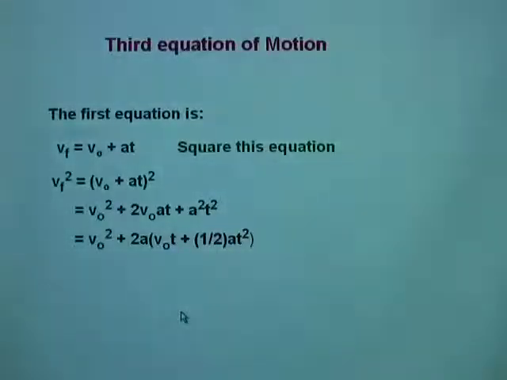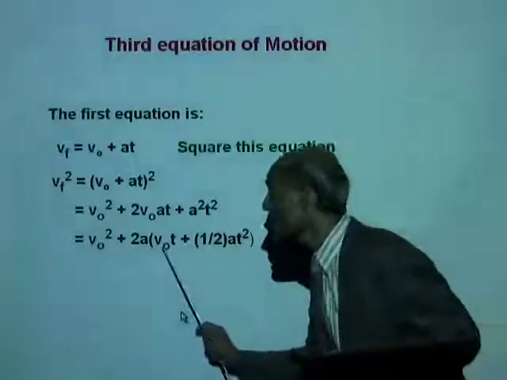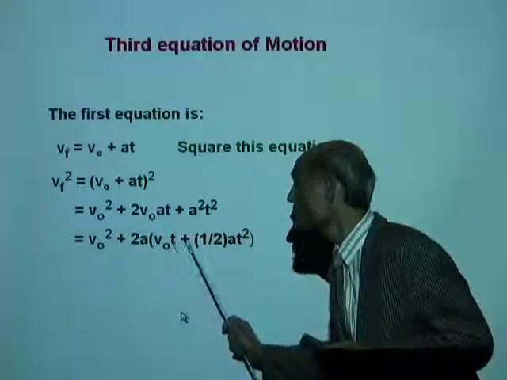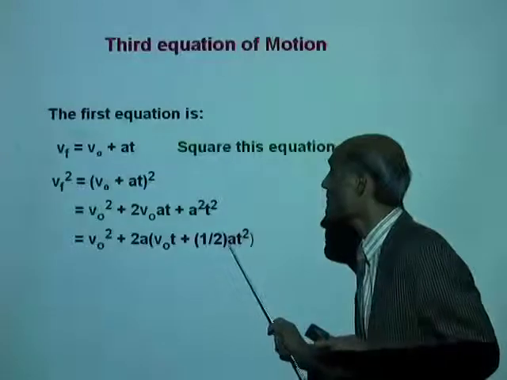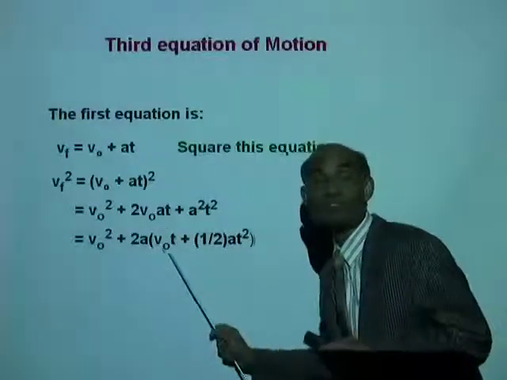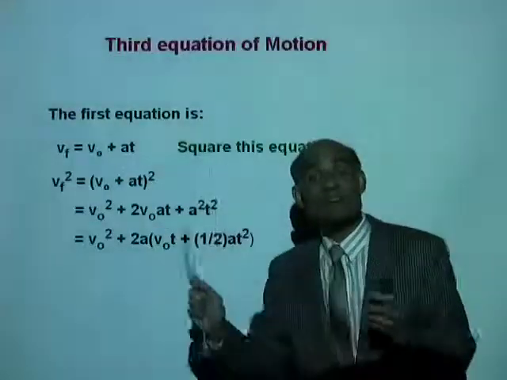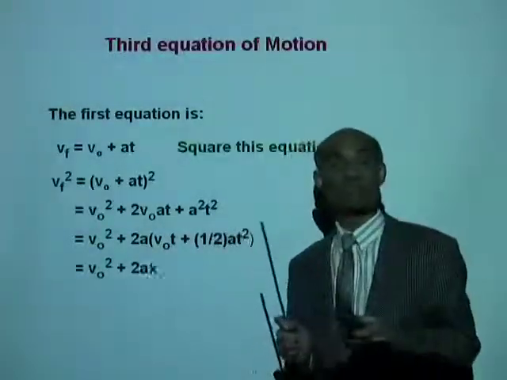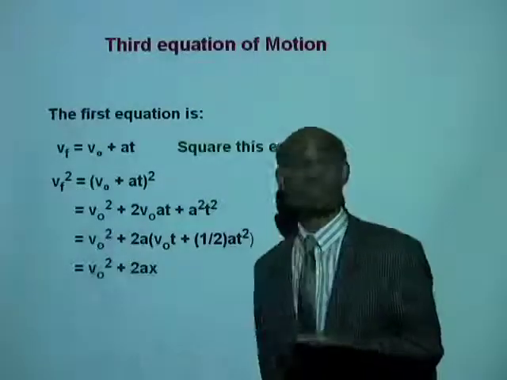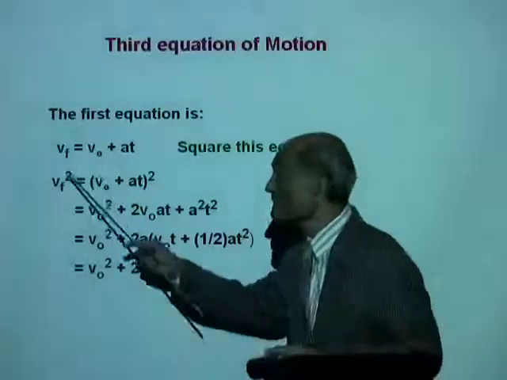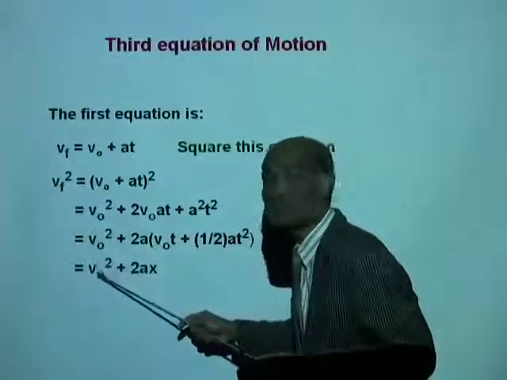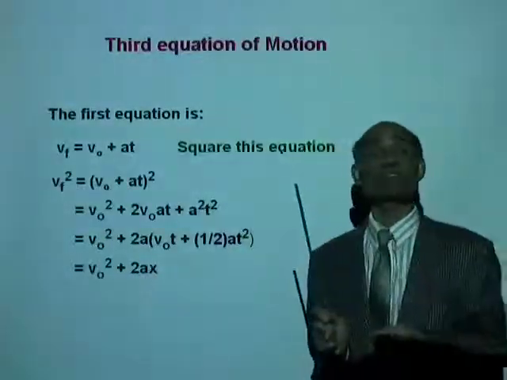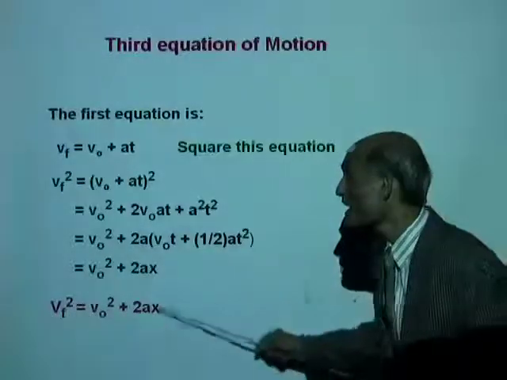Now what has it achieved? Why did I do that? If you look at inside the parenthesis, what is this? V0t plus 1/2 At squared. This is the displacement x. So we can now replace this by the displacement x. So we have the third equation. What is that? Vf squared equal to V0 squared plus 2Ax. That is the third equation.